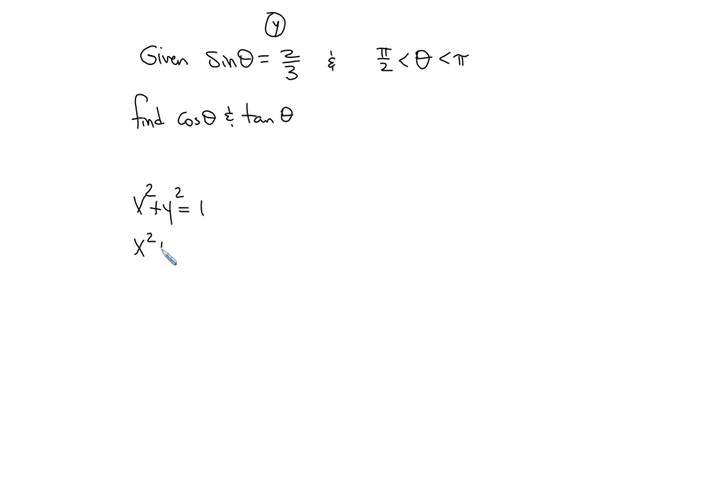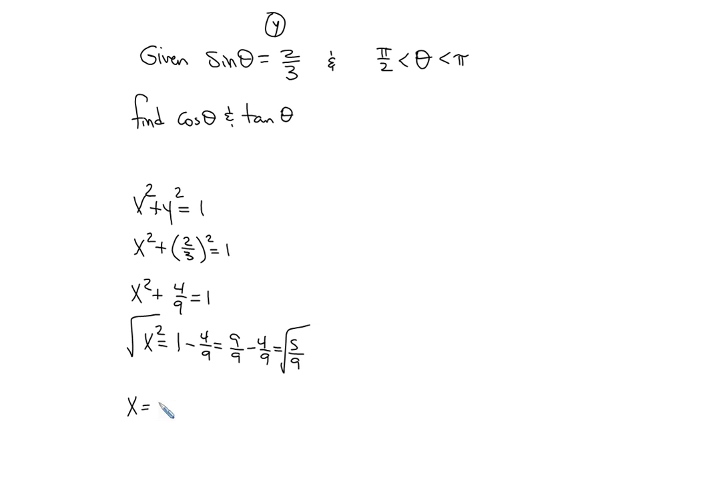So that would give us x squared plus 2/3 squared equals 1. That's x squared plus, what's 2/3 squared? So x squared is equal to 1 minus 4 over 9. Right? That's really 9 over 9 minus 4 over 9, which is what? Well, it's 5 over 9. That's x squared. So now when we square root both sides, we get x equals plus or minus the square root of 5 over 3.